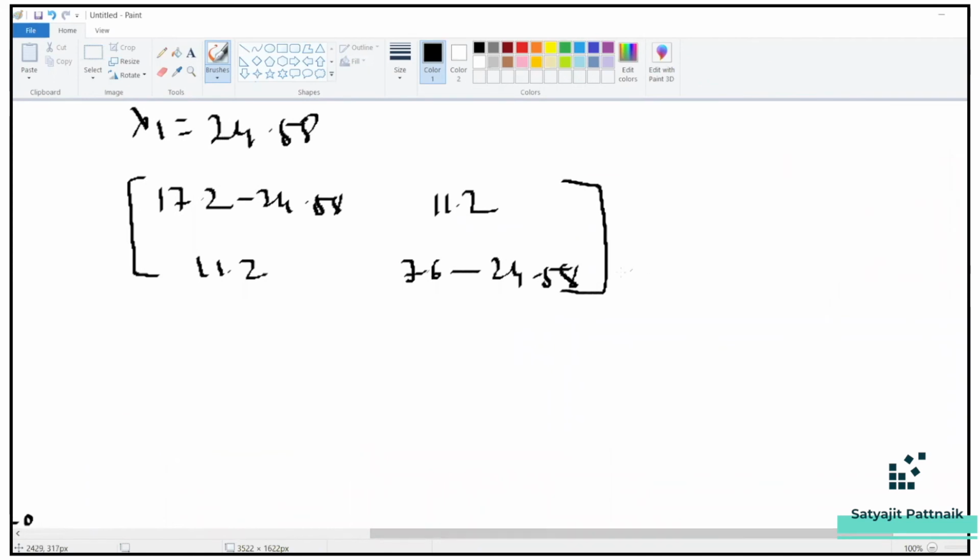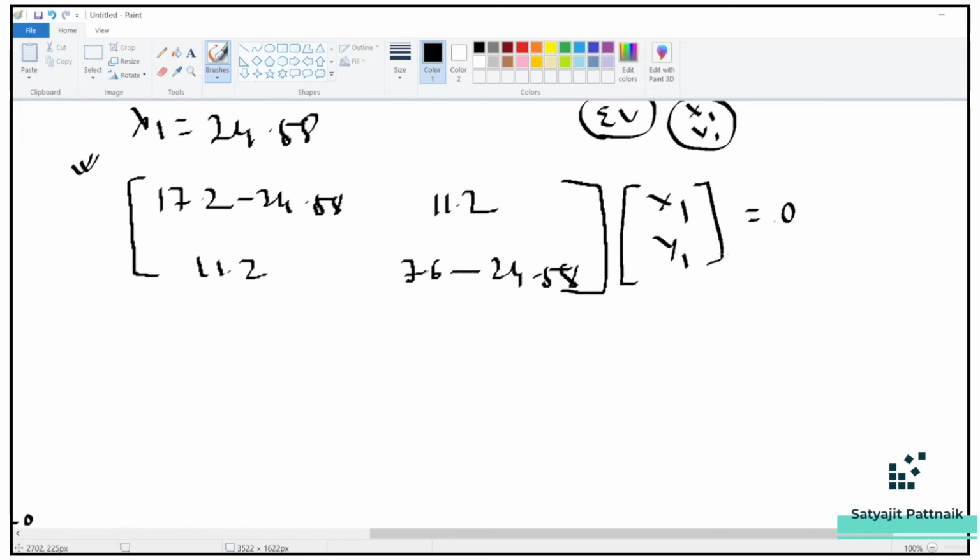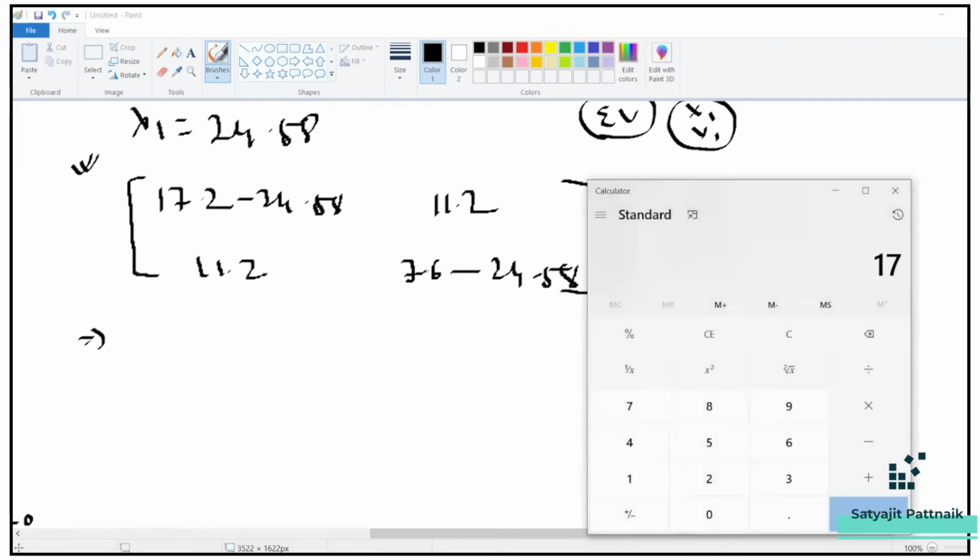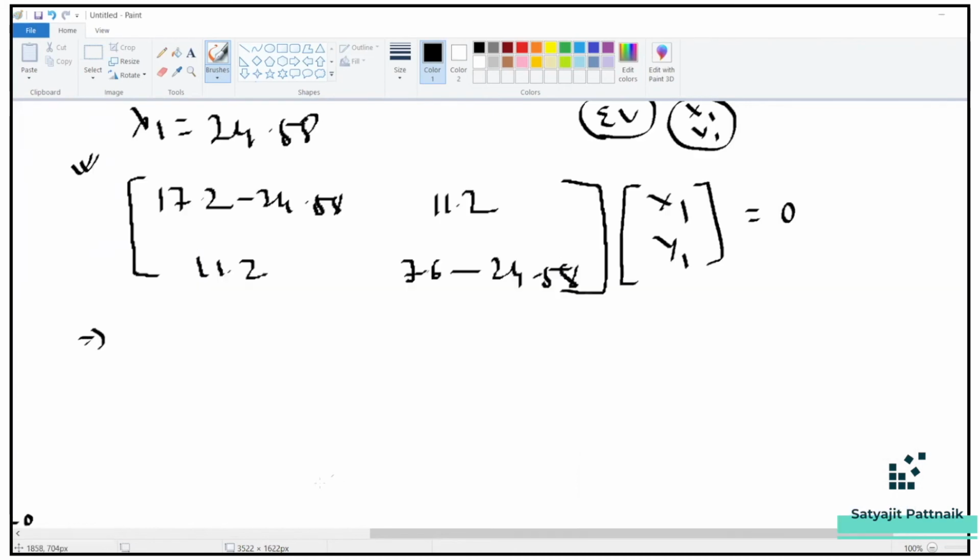So here we have a concept of eigenvectors. Let's say I have x1 and y1. These are my eigenvectors. I'm just introducing my eigenvectors here. So this multiplied with [x1, y1] equals 0. This is the formula. You have to understand this. Now let's try to solve this particular problem. 17.2 minus 24.58 is minus 7.38.